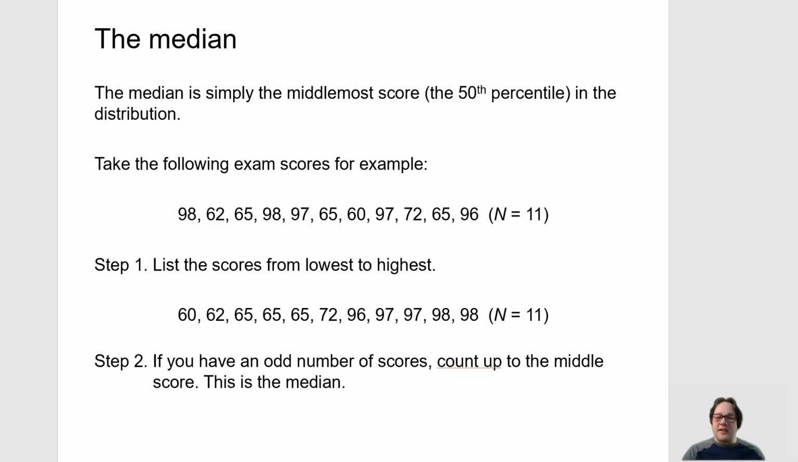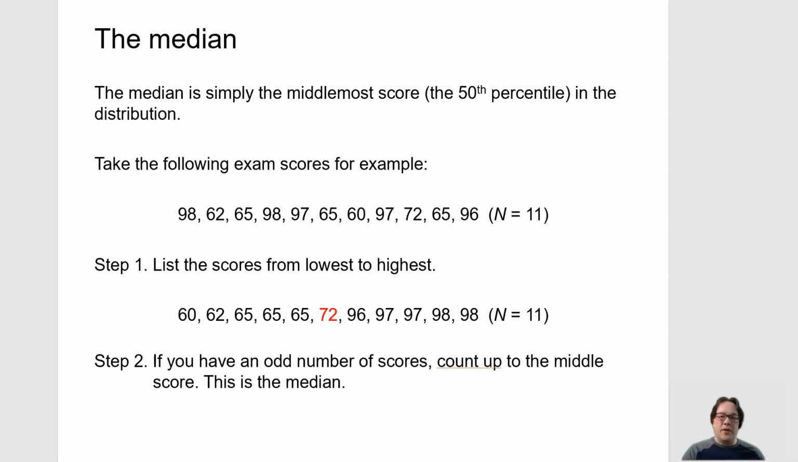The second step, if you have an odd number of scores, it's pretty easy. Just count up to the middle score. So if we have 11 scores in this particular distribution, we just count up to the score that appears smack dab in the middle, which is 72. So we would go up 60, 62, 65, 65, 65, 72.